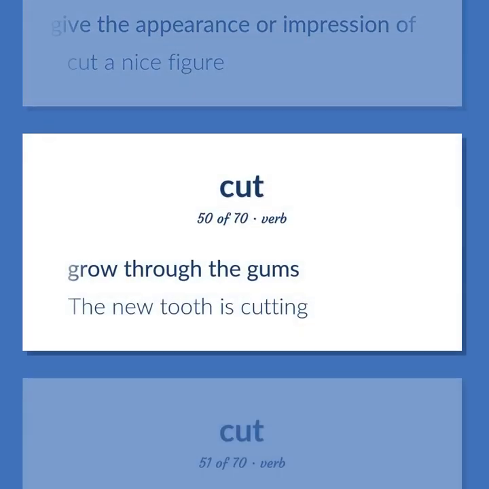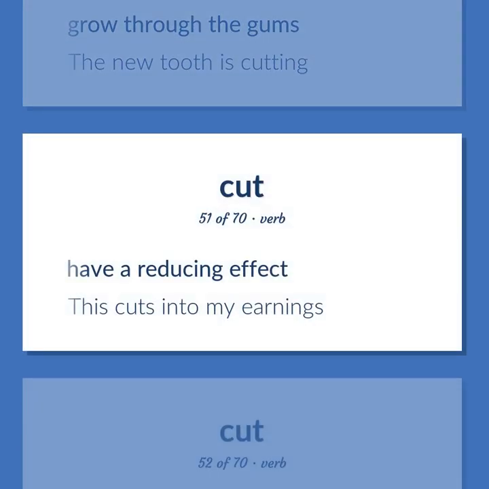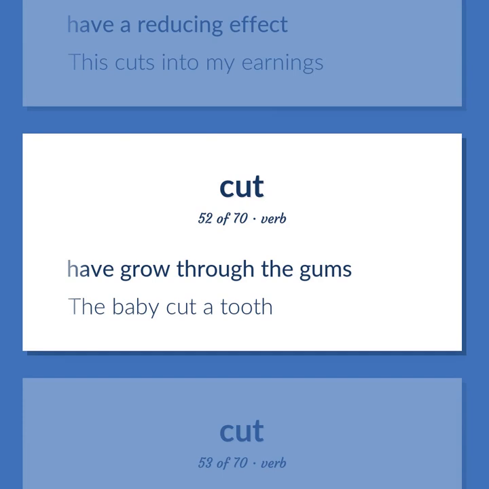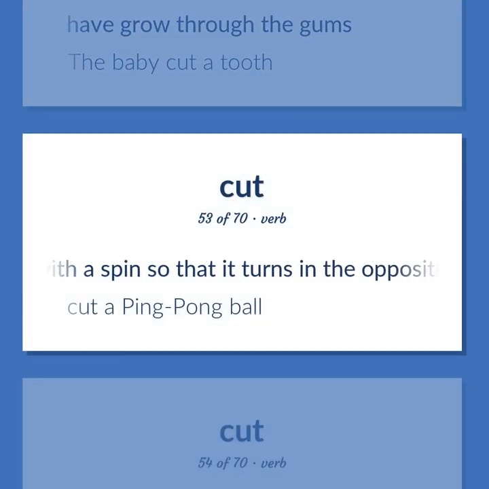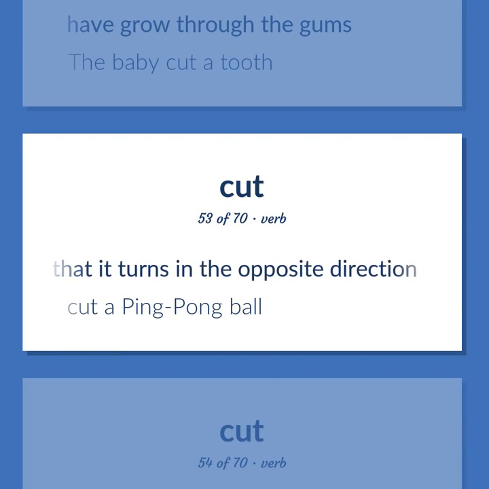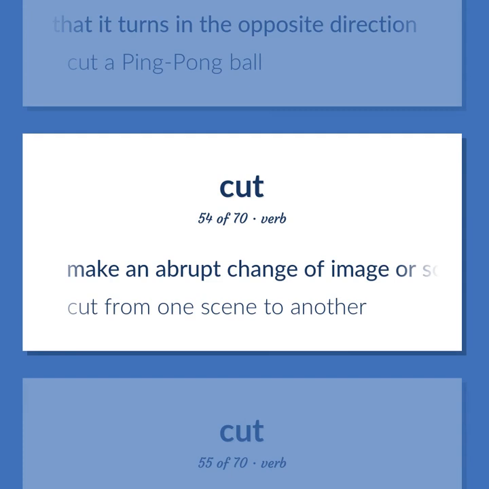Grow through the gums. The new tooth is cutting. Have a reducing effect. This cuts into my earnings. Have grow through the gums. The baby cut a tooth. Hit a ball with a spin so that it turns in the opposite direction. Cut a ping pong ball. Make an abrupt change of image or sound. Cut from one scene to another.